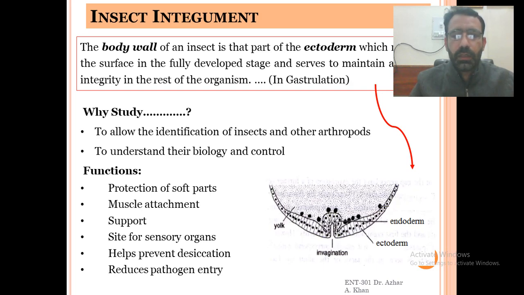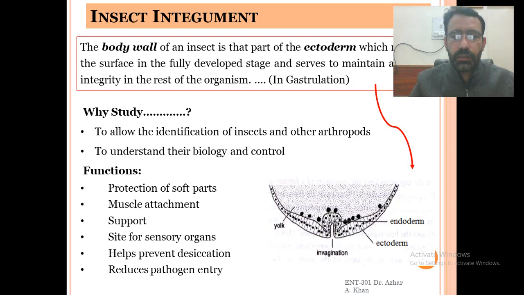The body wall of an insect is that part of the ectoderm which remains at the surface during the process of gastrulation in embryonic development, in the fully developed stage, and serves to maintain anatomical integrity in the rest of the organism.